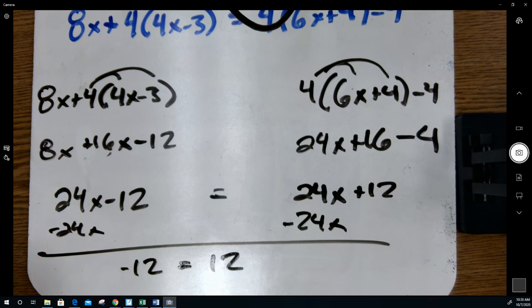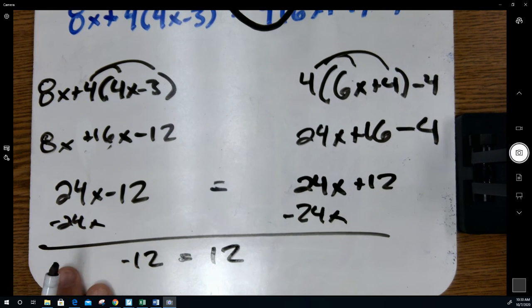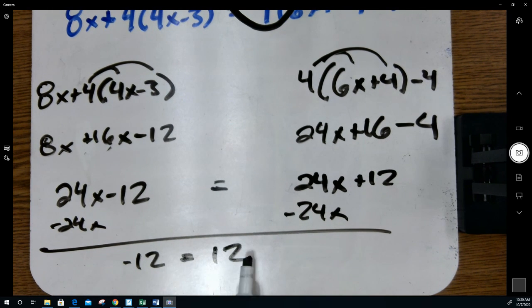That could happen. If that happens, this means no solution because they're not the same. If they were the same, it would be any number possible. We'll talk about that more tomorrow.